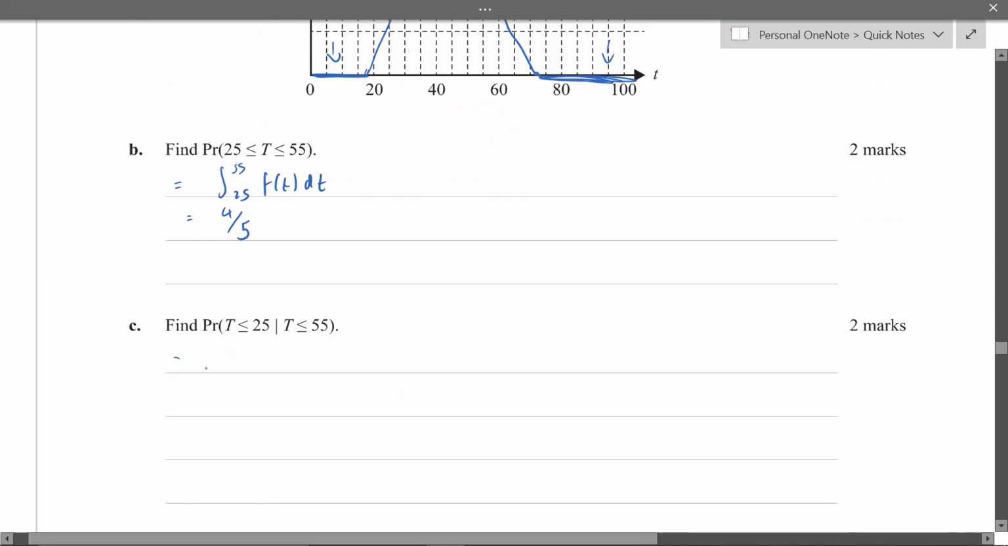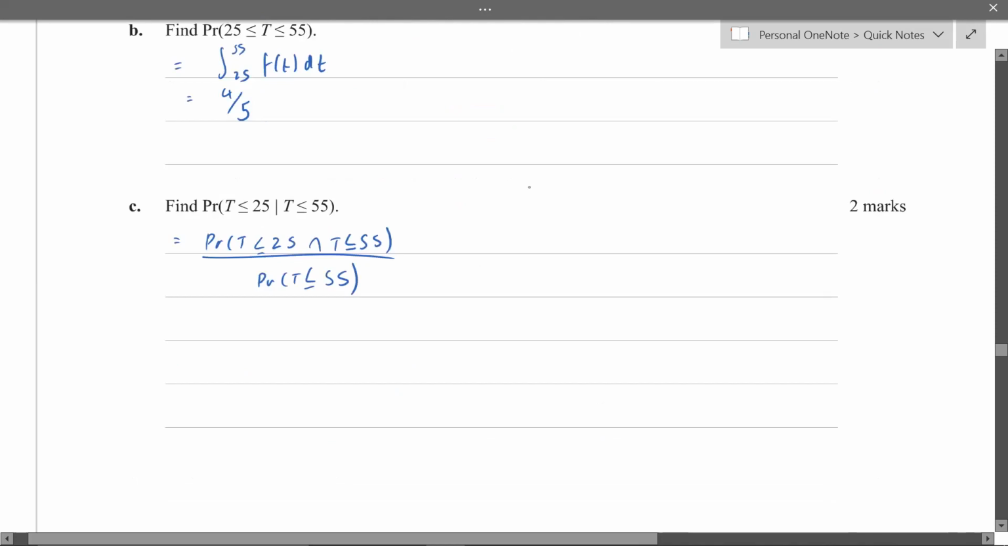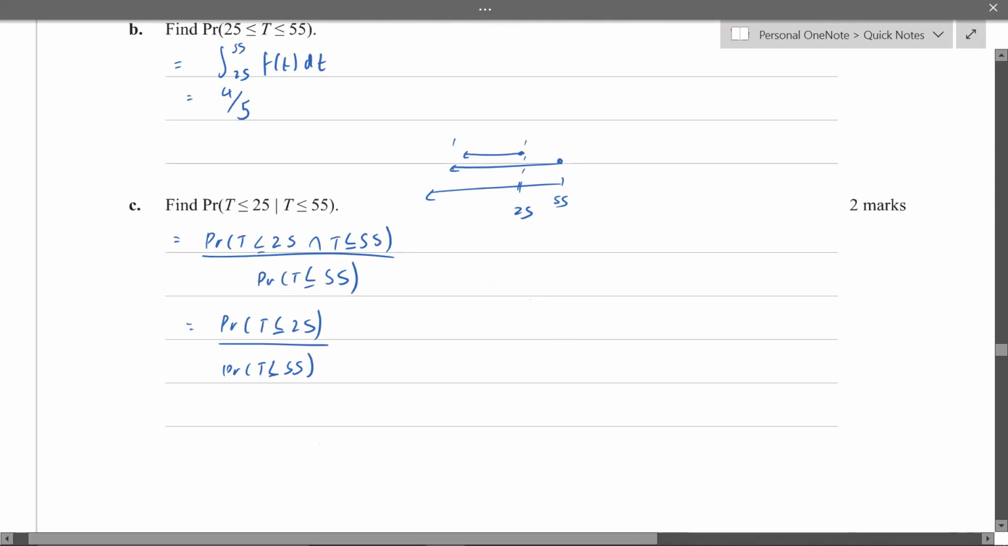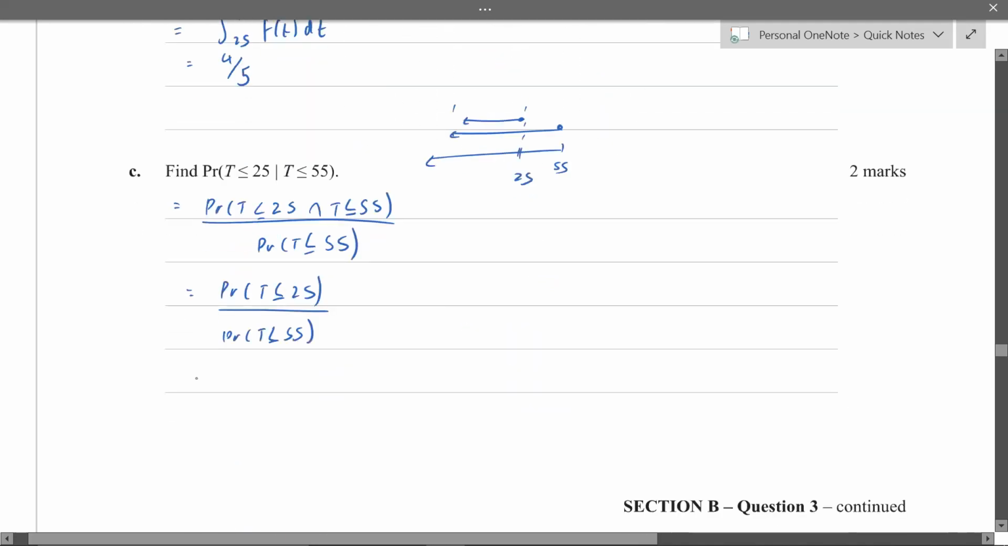This is just your normal given expansion. So if it's given, it's the intersection of the two things over the given part. If something's less than 25 and it's also less than 55, if we draw a number line, then the intersection part is this part. So it's the probability that t is less than or equal to 25 given t is less than or equal to 55. Put that into your CAS. Again, easy if you have a hybrid function on your CAS because you don't have to do it in different sections, but you should get 1 on 41.